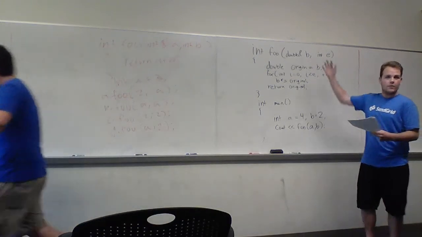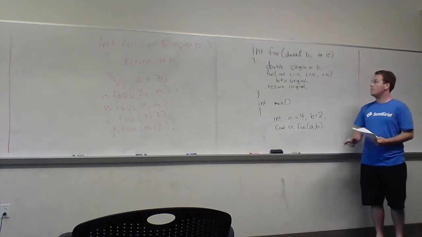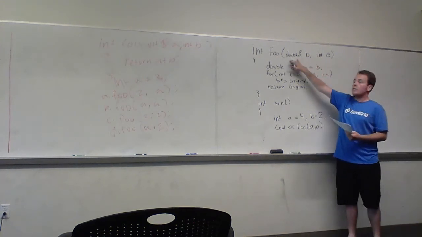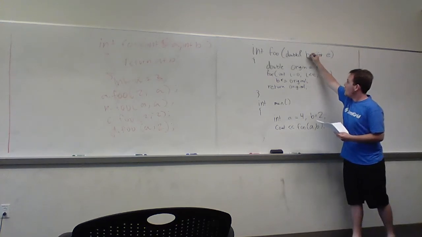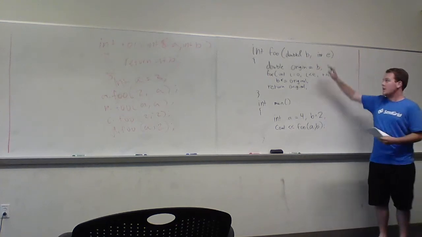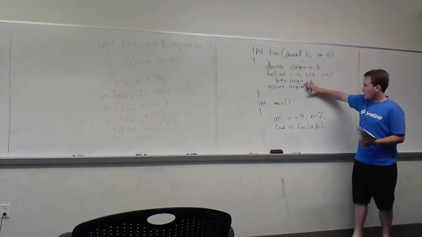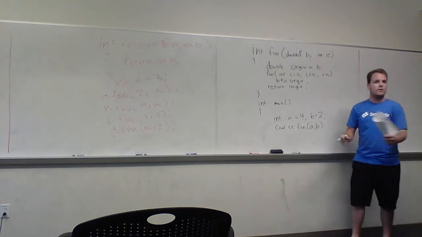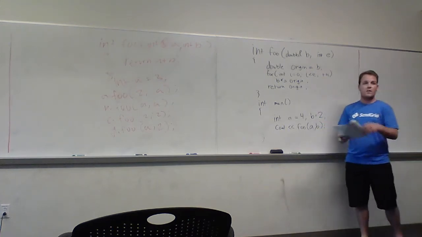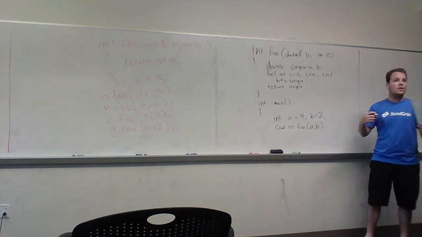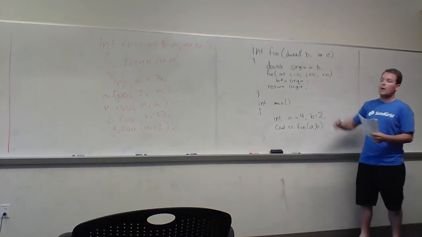Right. Here I have a function called foo. It accepts 2 parameters. One is a double reference, so a reference to a double called b, and another is just an integer e. This is basically a power function, the one that you may have used before. It takes in a base b and an exponent e. It changes b to be b to the e.